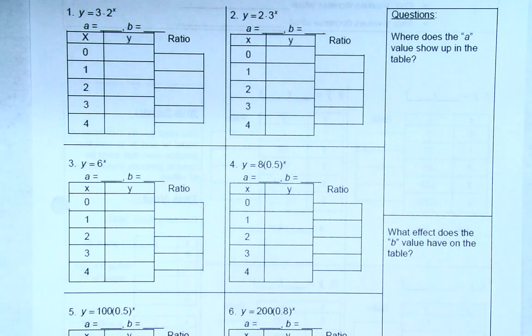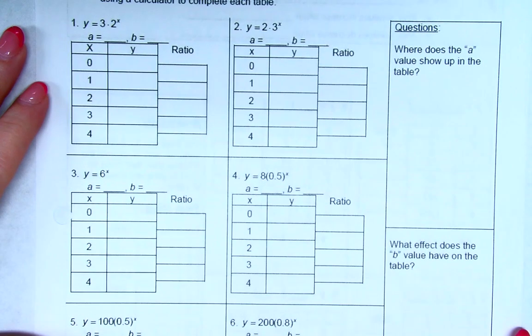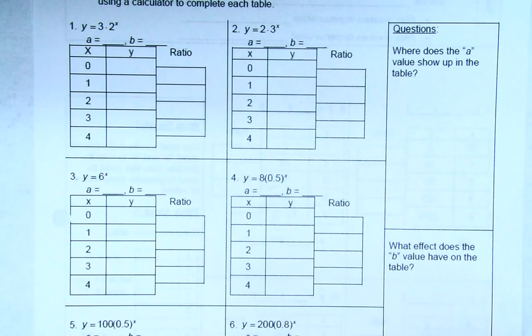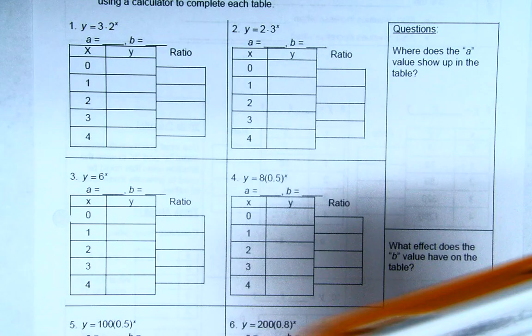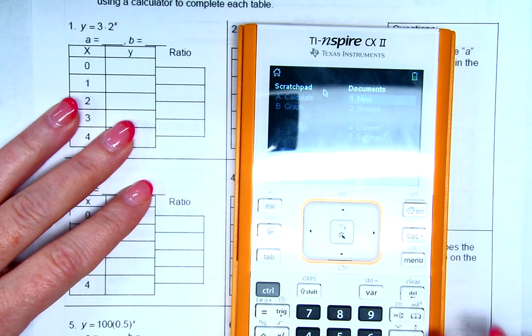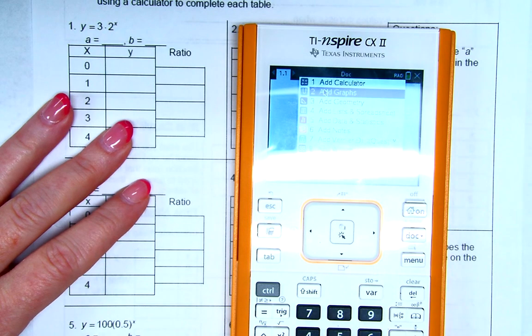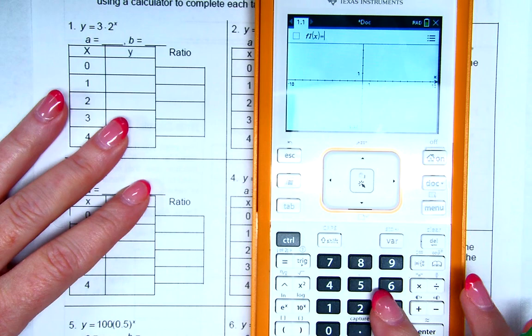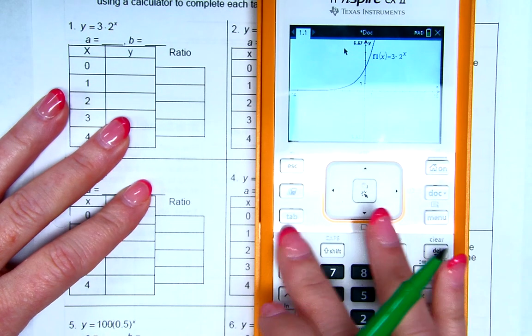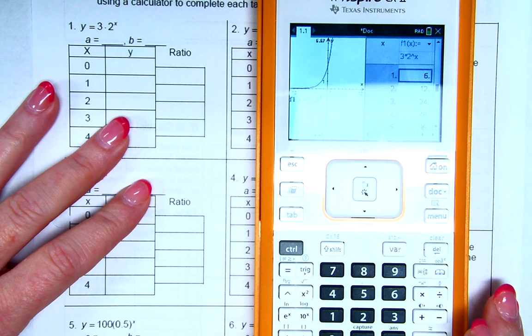First thing we need to do is fill out these tables. We're going to fill out the tables all the way together, and then go back and look at all the a and b. In your calculator, please put 3 times 2 to the x power and go look at the table. Does everybody remember how to do that? We're starting a new graph, and we say 3 times 2 raised to the x power, and we go Control T to look at the table.